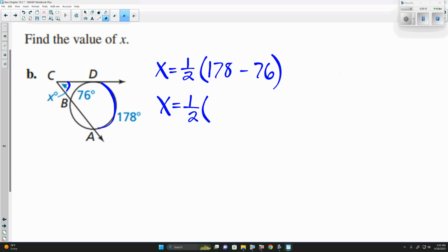Well, 178 minus 76 is 102. Now we have to take half of 102, which is 51 degrees. So the measure of that angle is 51 degrees. Questions on this here? Any questions on any of this so far?